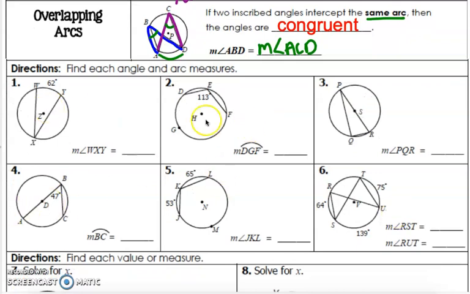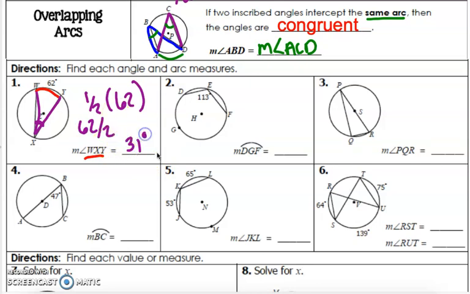We're going to stick to some numerical ones starting off. On number 1, they gave me the arc measure from W to Y, and I'm trying to find the inscribed angle, which is WXY, down here. Your angle is equal to 1/2 of your intercepted arc. So all you have to do is take half of 62, which is the same as dividing it by 2. So 62 divided by 2 is 31 degrees.